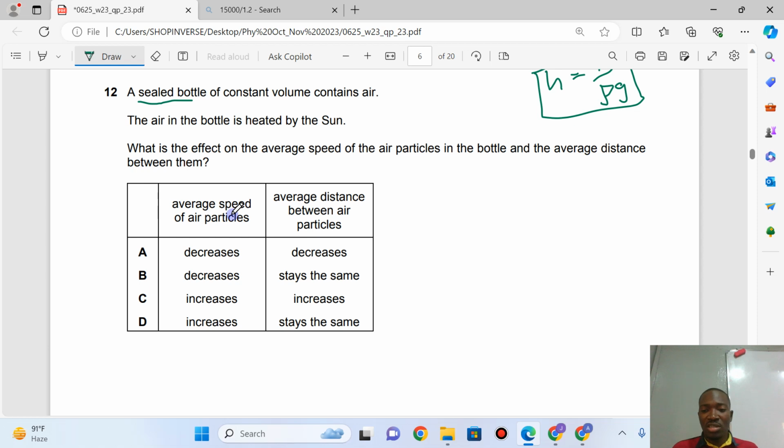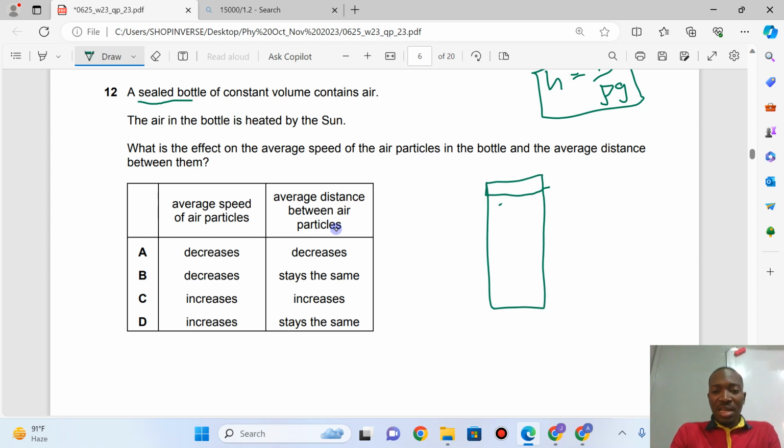As temperature is increasing, it means the kinetic energy of the particles increases. And as kinetic energy is increasing, it means the speed is also increasing. So that simply means the average speed of the particles will be increasing. What about the average distance between air particles? Take note that it's in a bottle and the bottle is airtight.